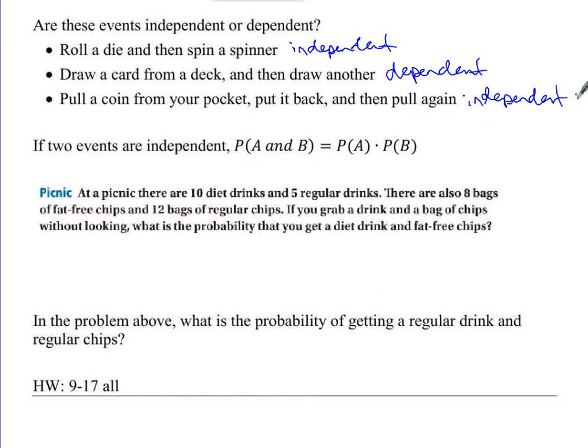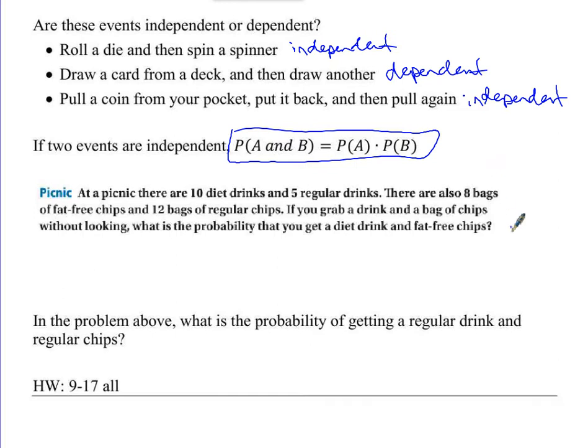If 2 events are independent, then you have this formula right here. The probability of A and B occurring. These are for independent events only. Is the probability of the first event times the probability of the second event. This is the fundamental counting principle right here. We're just calling them independent events here.